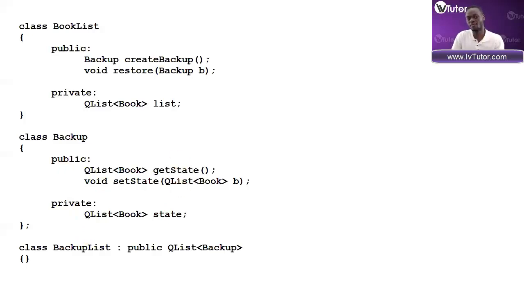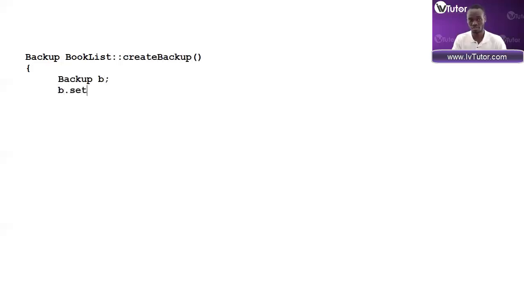So if we look at the create backup function, if we need to implement this function, it's going to look something like this. It returns a backup. It's in the book list class, and it's called create backup, sorry. We call this one create backup. And in here, we're going to make an instance of a backup, B. We're going to call b.set state. We give it our list, which is under private, and we return B.